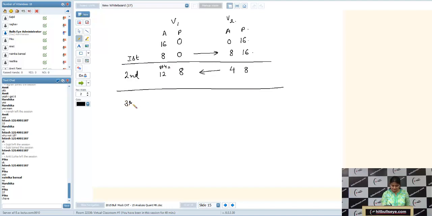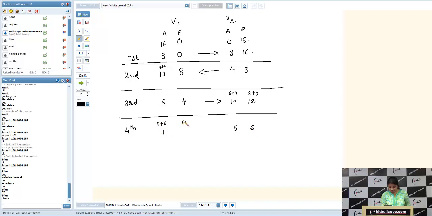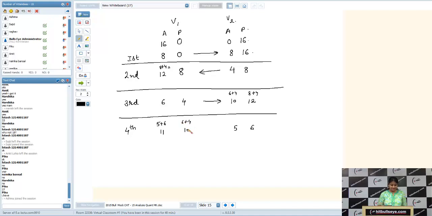Now come to the third transfer. In the third transfer we are doing the same process again. So it will become 10, that is 6 plus 4, and it will become 12, that will be 8 plus 4. After the fourth transfer, what will be the thing here? It will be 5 and 6. 5 is added to 6, so we have 11, and 6 is added to 4, that is 10. Now I think this is very very easy, Piku. We can answer both the questions since we have numbers with us. Is it okay with you?